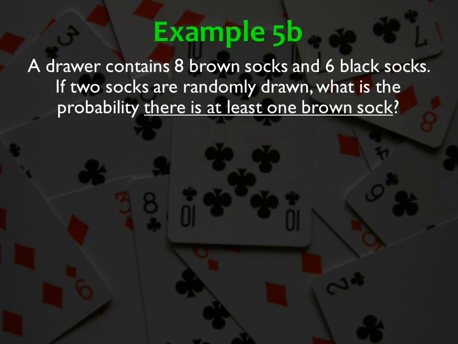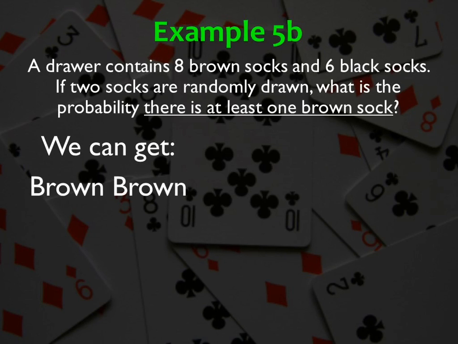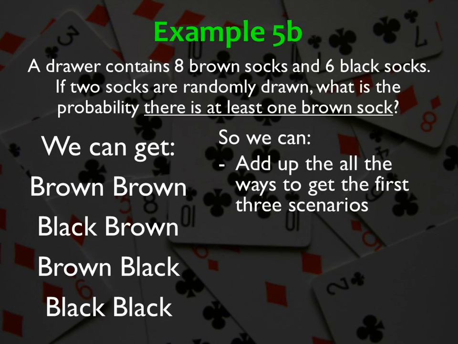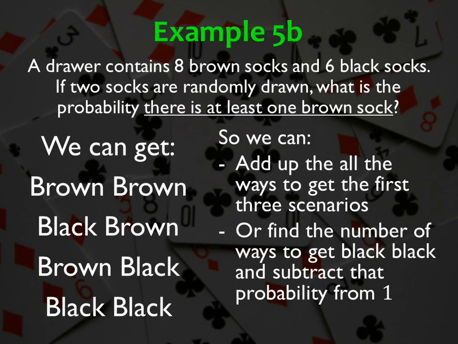Finally, what's the probability that there is at least 1 brown sock? So the way you want to think about this is there are 4 possible outcomes for socks that you draw out in order: brown, brown; brown, black; black, brown; or black, black. What you want is to not get 2 black socks. So we can add up the ways to get the first 3 scenarios, or we can find the number of ways to get the black, black socks and subtract that from 1, because we can find the complement of black, black socks. That's at least 1 brown sock. So those 2 have to add up to 1.